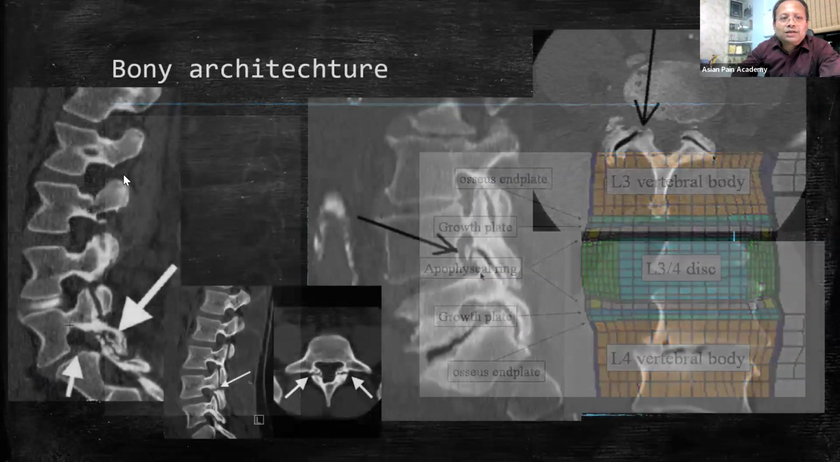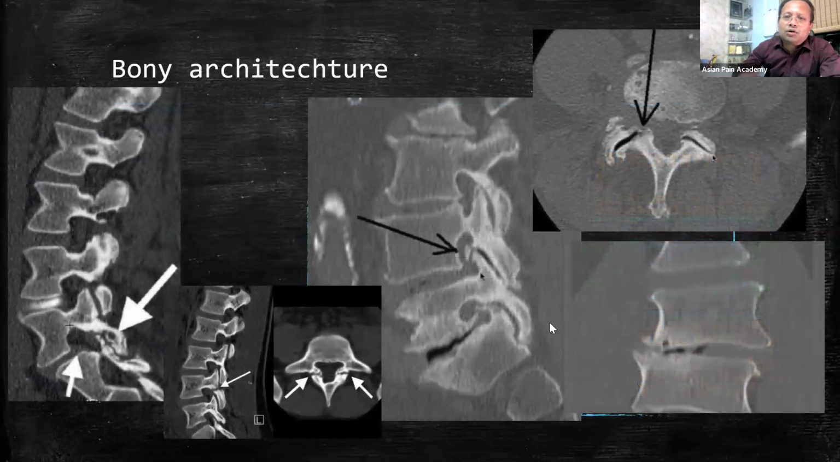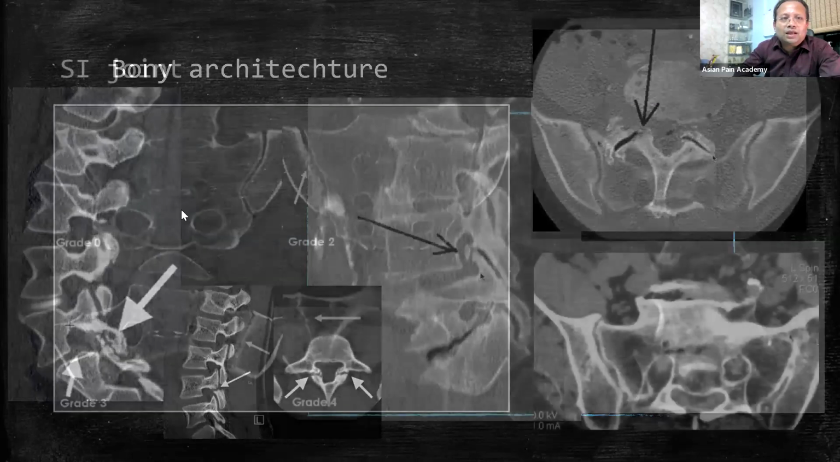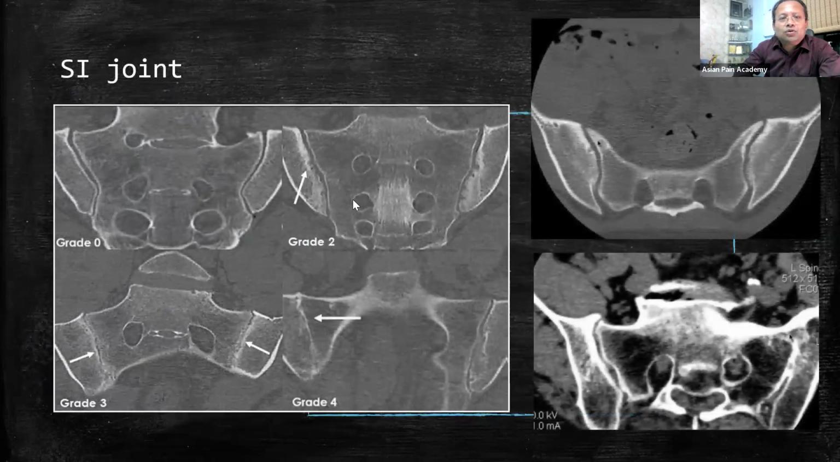In CT, as I told you, these are all sections in different planes, either axial section or sagittal section. Here you can see a small chip fracture, actually a small chip osteophyte in the foramen area, that is very nicely seen with CT scan. In the SI joint area also we can see different articular aberrations very nicely with CT scan.